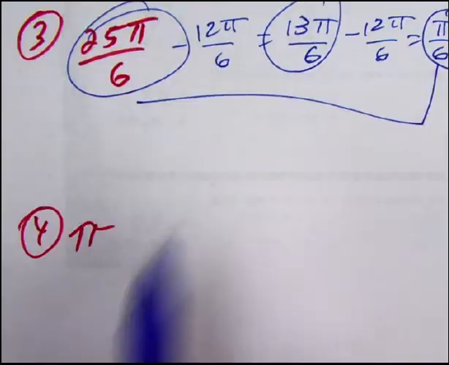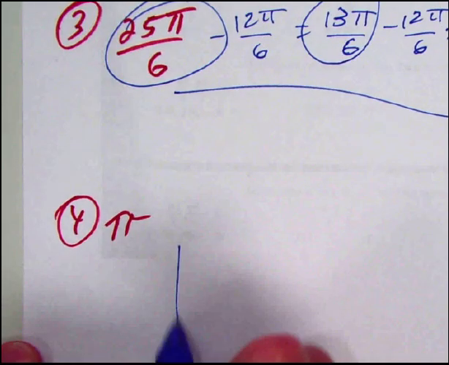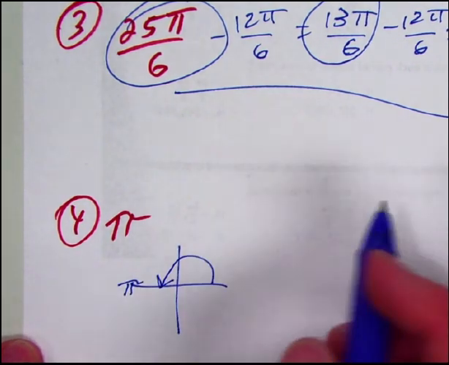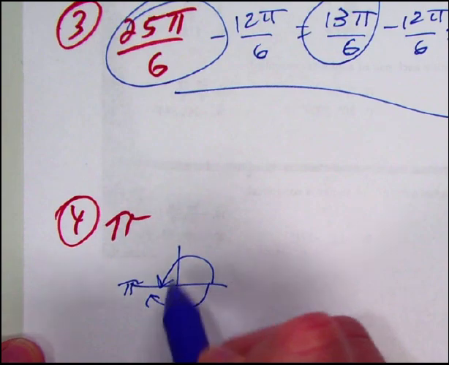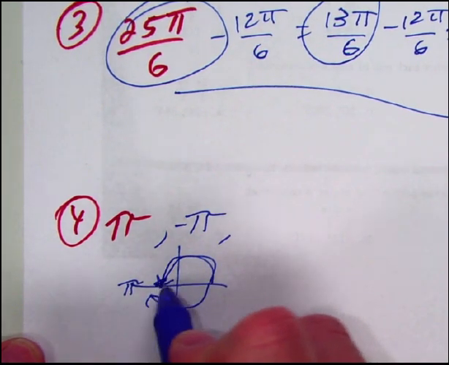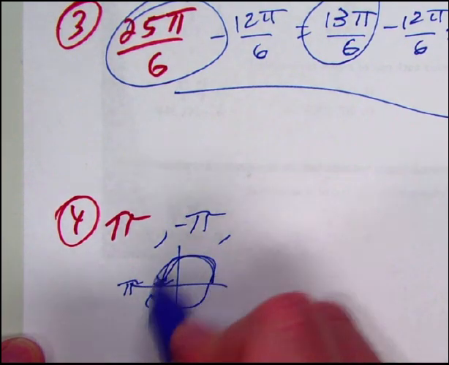The last one, what about plain old pi? Well, pi is sitting right over here. There's a lot of ways to get coterminals with pi. I could do a negative pi lap. If I did, that's coterminal with negative pi. And then if I'm here, all I've got to do is add 2 pi. So if I add 2 pi to it, that would be 3 pi.